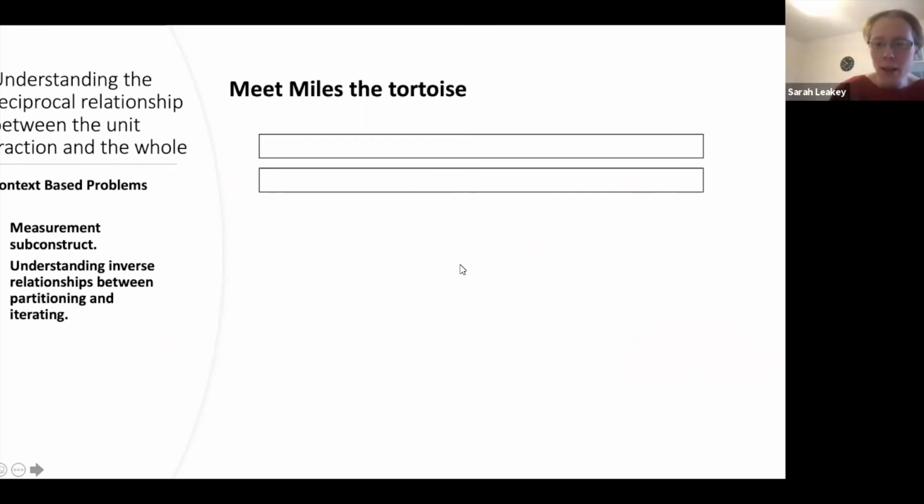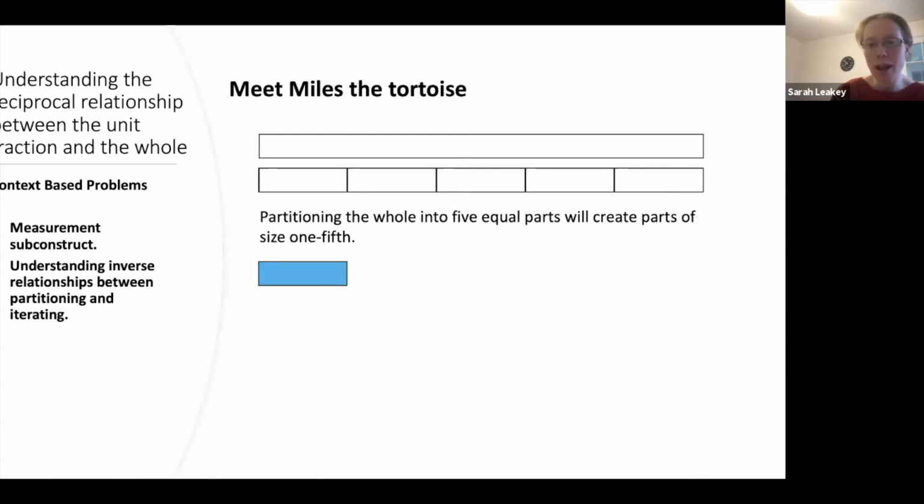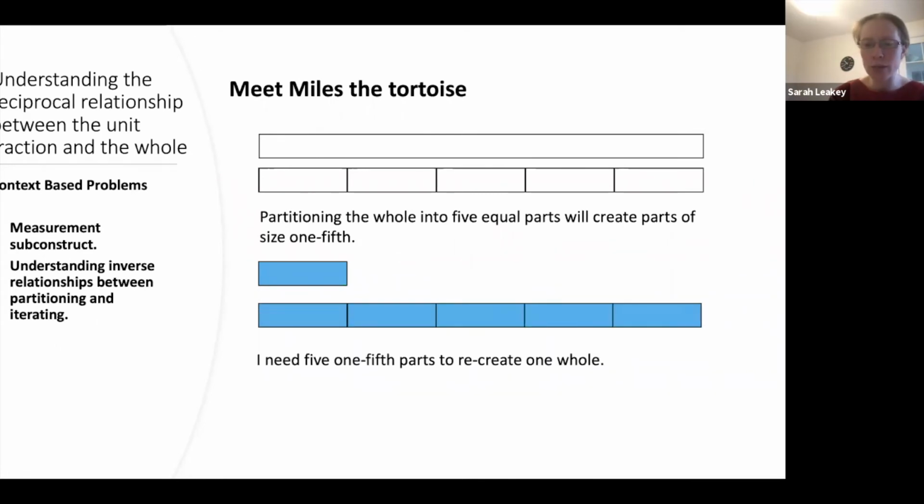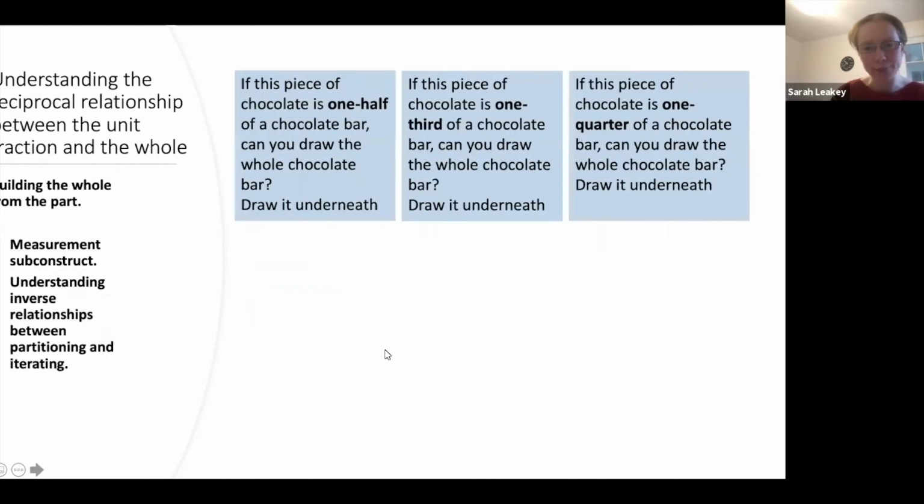So this type of context can help us understand this inverse relationship between partitioning and iterating. Pupils start to develop a sense that in order to get that 1/5 part, the whole might have been partitioned into 5 equal parts, and each part is the size 1/5 of a metre in this case. And then in order to recreate the whole, they need 5 lots of those 1/5 parts. And so now we're starting to build up this idea that 5/5 is equal to 1 whole, but with that inverse relationship between partitioning and iterating. That's the key point there.